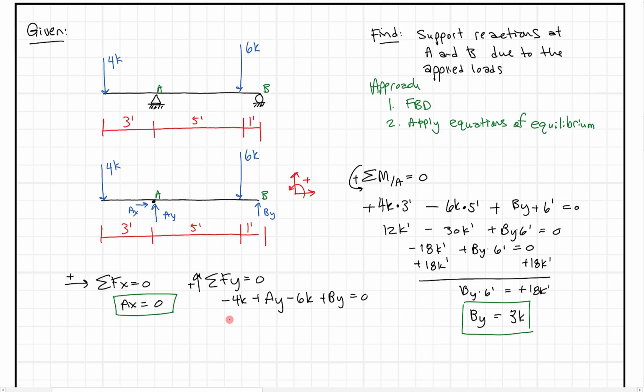So when we substitute and plug in, we get minus 4 kips plus AY minus 6 kips plus 3 kips equals 0. So what do we end up with? We end up with AY is equal to, well, we put the minus 4 on the other side, we put the minus 6 on the other side, that comes to 10 kips minus 3 kips, so we're going to have 7 kips total.